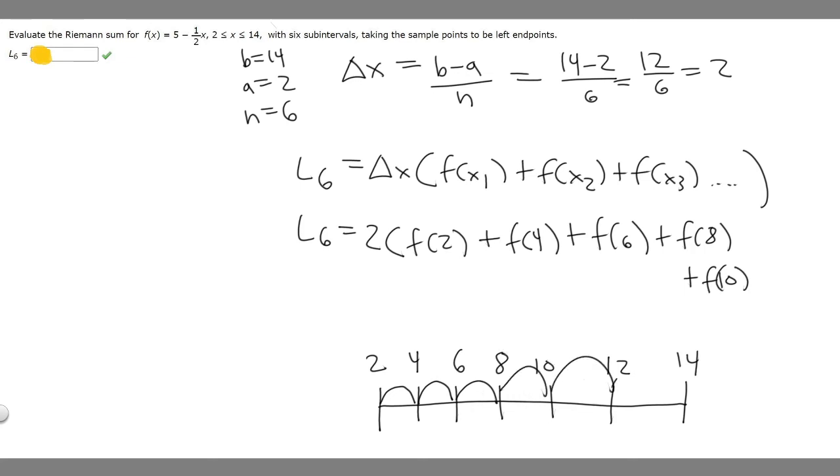And then we have this one. This is going to be our final one. So f of 12. And then what we're going to do is add all these together and then multiply it by 2, and it's going to be our answer. So hopefully you understand that. So let's go ahead and calculate.